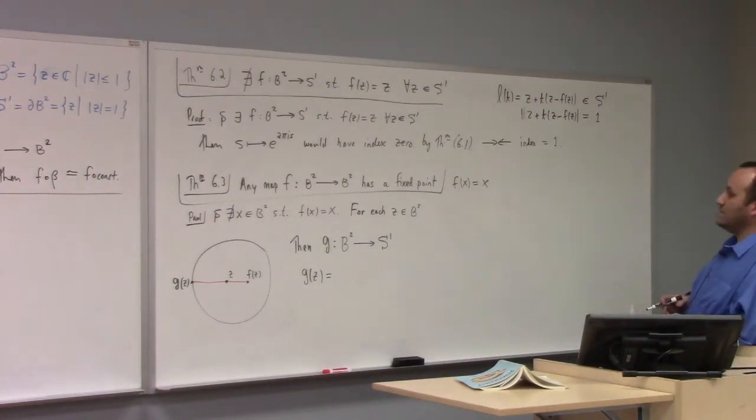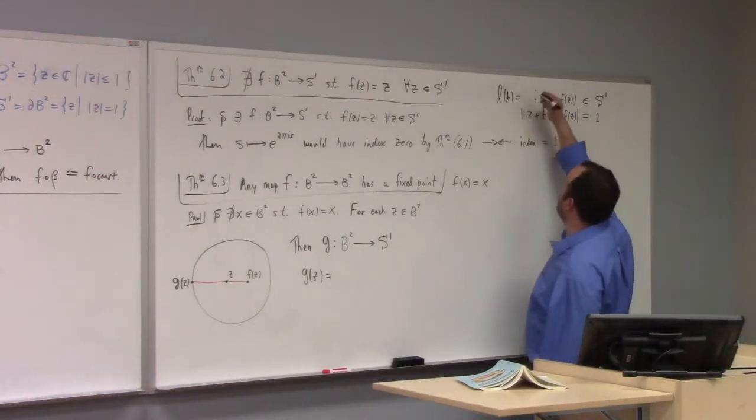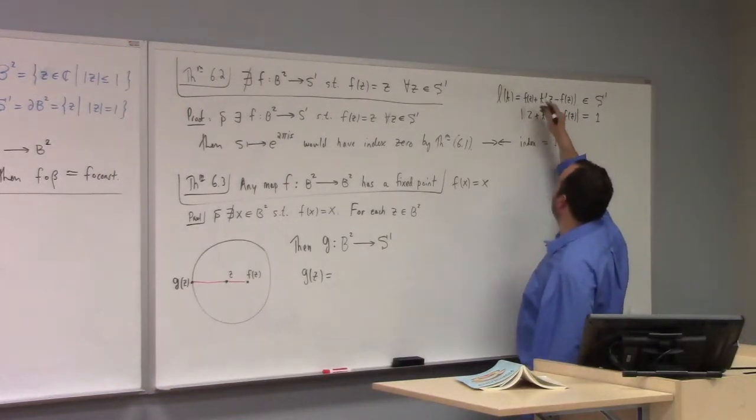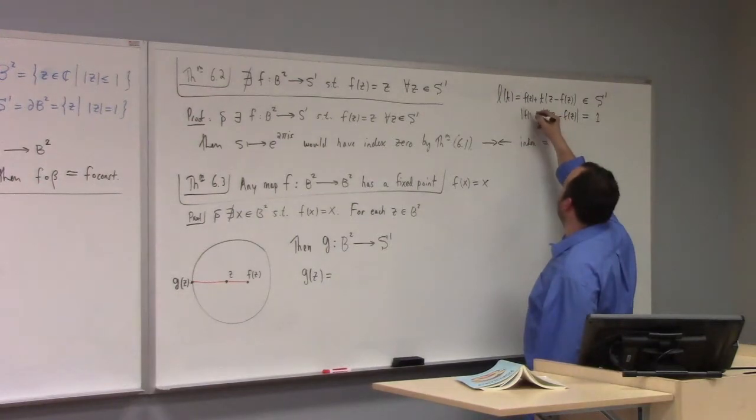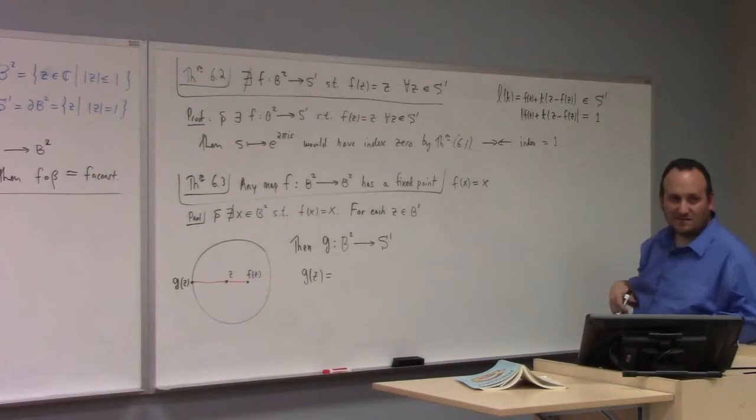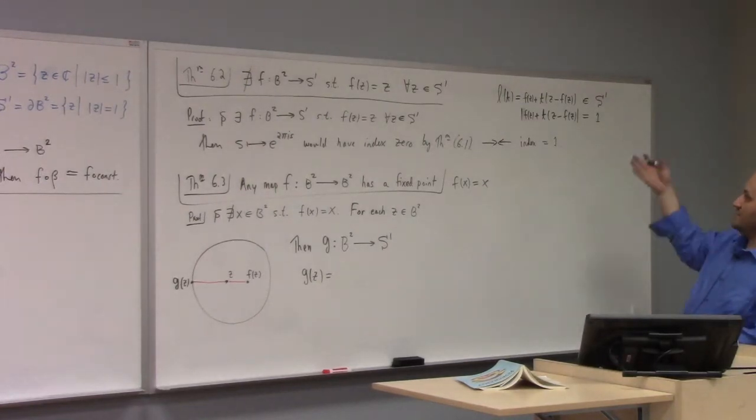Did I do it wrong? You want me to start at f of z? It's bothering you that I didn't put f of z here? I mean, yeah. Fine. Now we've started at f of z. At time 1, we're at z.